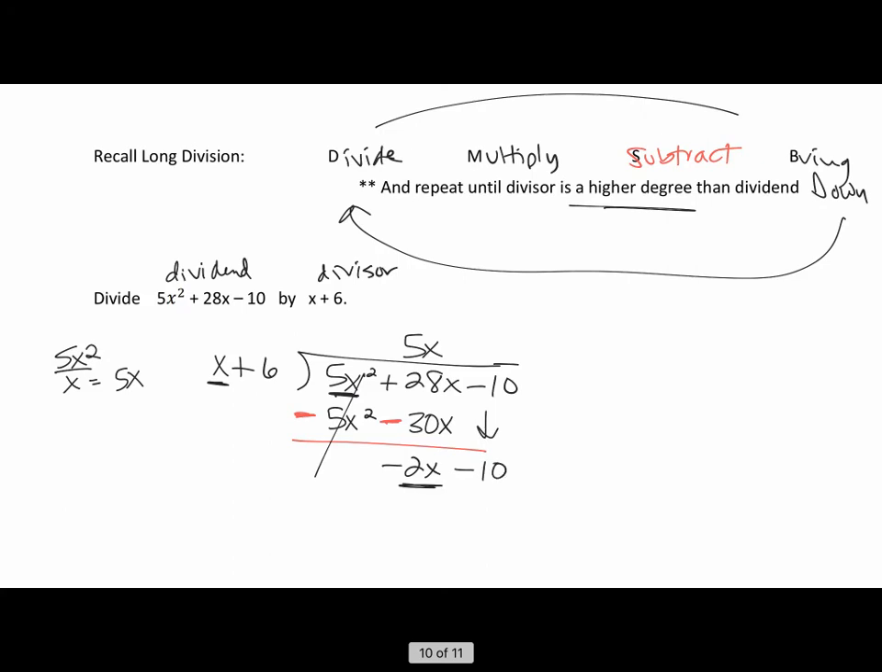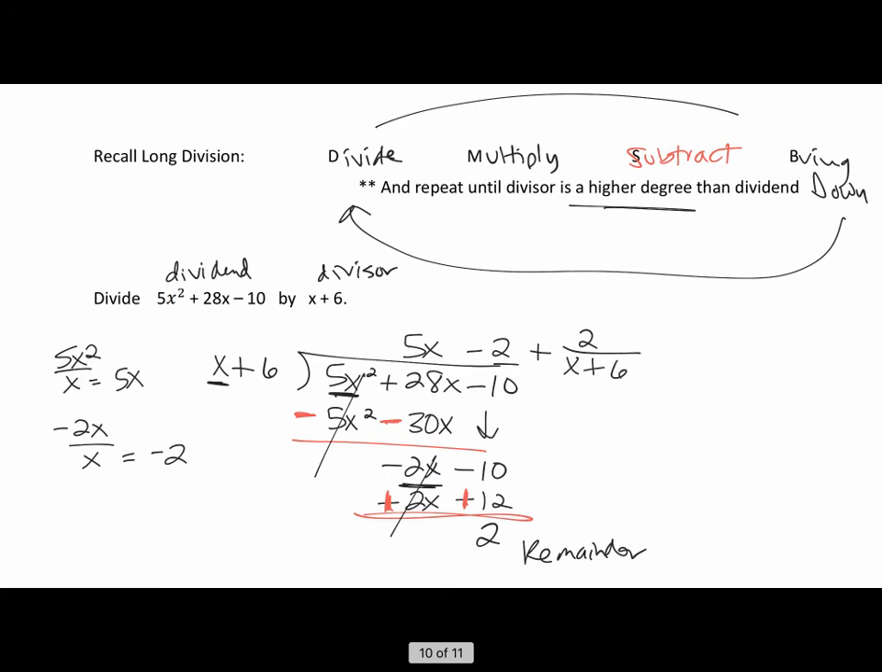How many times does x go into negative 2x? That goes in negative 2 times, so line that up, and multiply by each term of the divisor. Negative 2 times x is negative 2x, and negative 2 times 6 is negative 12. Then I want to subtract, so change these negatives to positives and combine together. So that's going to leave me with a positive 2. There's no more terms to bring down, so I'm done. This is what we call the remainder, and how we write that is it's a positive 2 over the divisor of x plus 6.